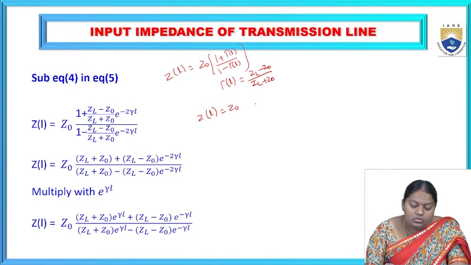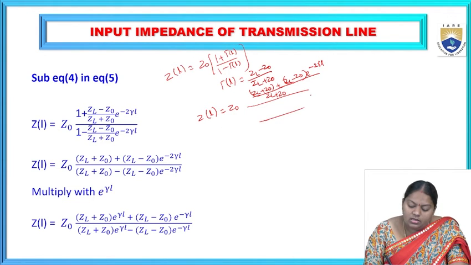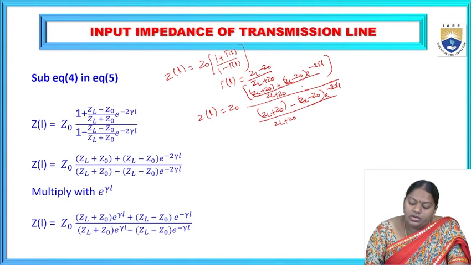Z of L is equal to Z0 into, in the numerator, if you take ZL plus Z0 as LCM, then ZL plus Z0 plus ZL minus Z0 into e power minus 2 gamma L by ZL plus Z0. Similarly, in the denominator part also, if we take ZL plus Z0 as LCM, then this becomes ZL plus Z0 minus ZL minus Z0 into e power minus 2 gamma L. Right? So if you observe, in the numerator this is the relation, and in the denominator this is the relation.